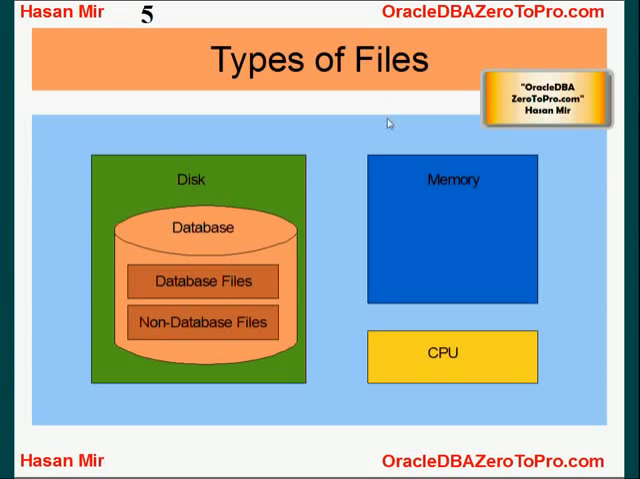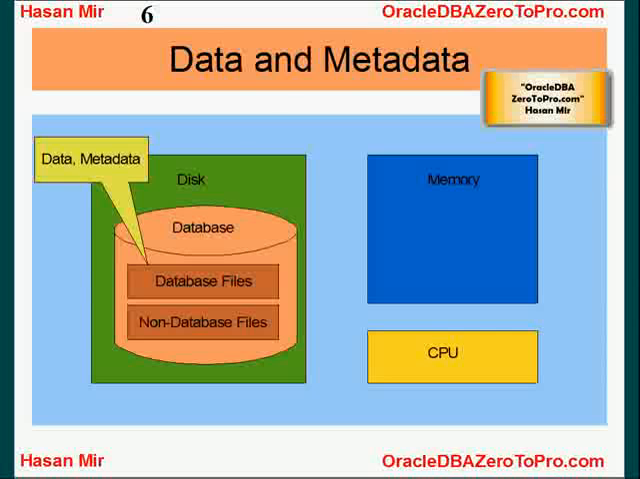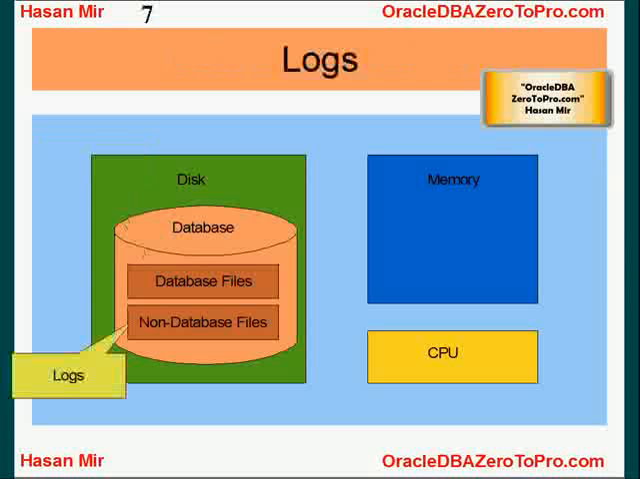What kind of files? There are two main types of files: database files and non-database files. There could be multiple database files and multiple non-database files. What is in the database files? Mainly the data, of course, and it also has metadata, which is data about the data structures. For example, table, column names, etc. Non-database files mainly contain logs of various types.